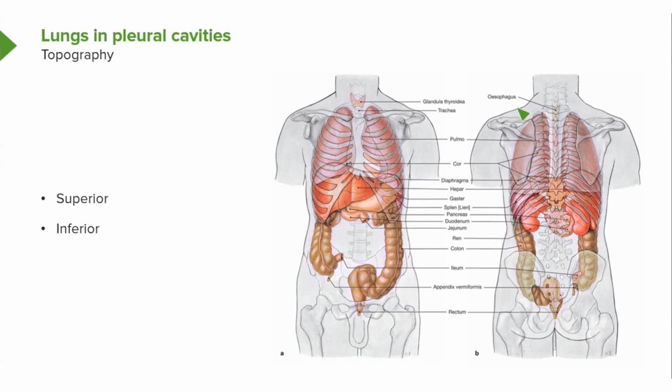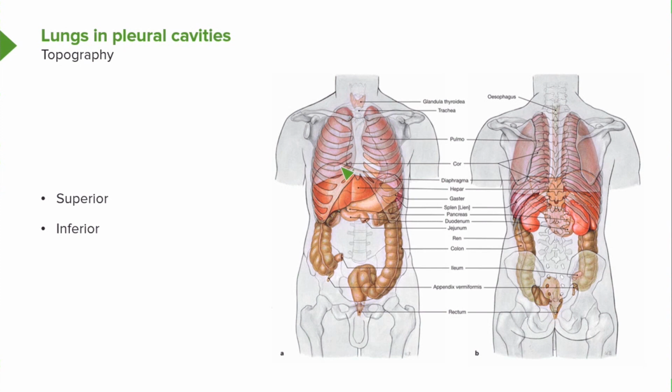And if we take a posterior view of the apices of the lungs, they'll have a vertebral level relative to C7, the vertebra prominens. The distance above the clavicle is about 2.5 centimeters, which would be equivalent to 1 inch.